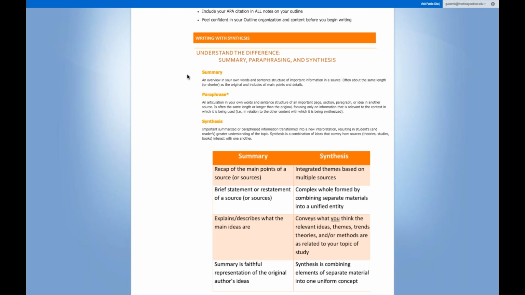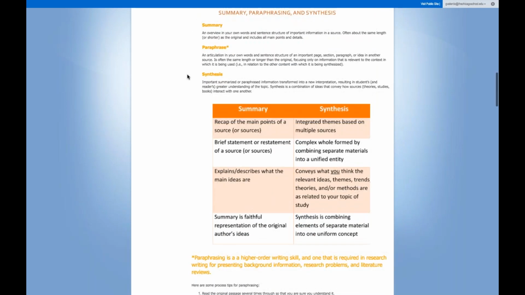Synthesis, as we reviewed, is the overall summarized and paraphrased information transformed into your interpretation. So that's that third ingredient here. It's beyond summary and paraphrase because it contains your opinion. You're essentially using someone else's research to prove your point. So synthesis can only be performed if you have an additional layer of commentary of your own on the topic, presenting your understanding of the topic and trying to convince your reader of its validity.